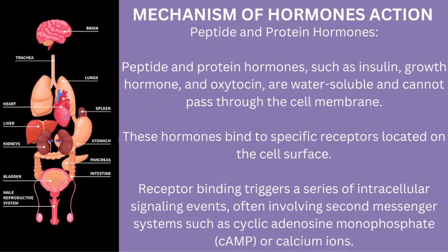Second, peptide and protein hormones. Peptide and protein hormones, such as insulin, growth hormone, and oxytocin, are water-soluble and cannot pass through the cell membrane. These hormones bind to specific receptors located on the cell surface.